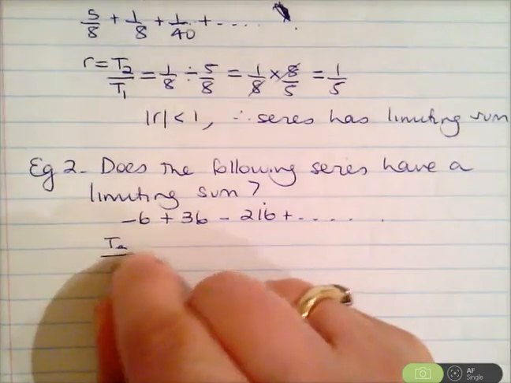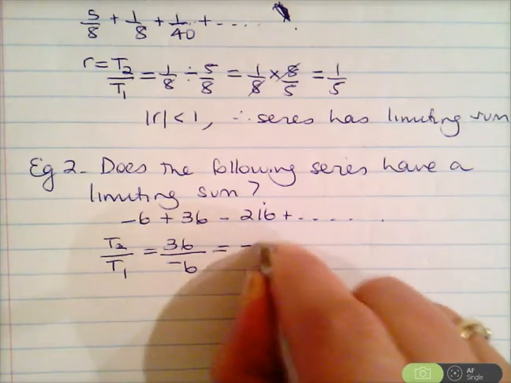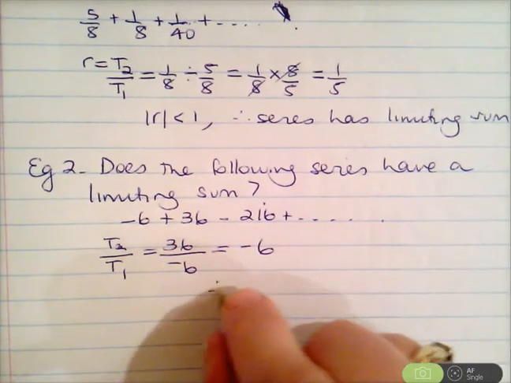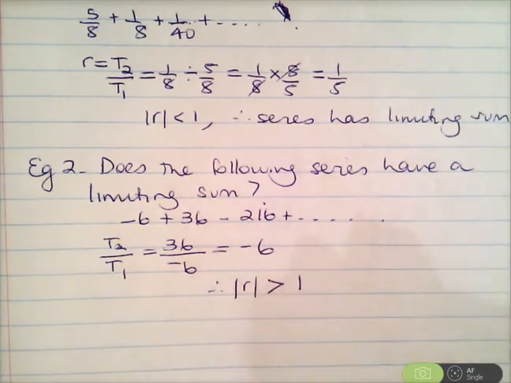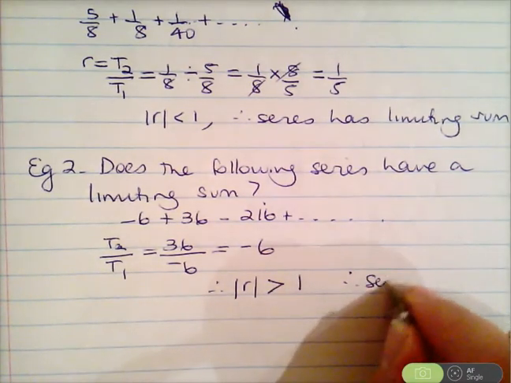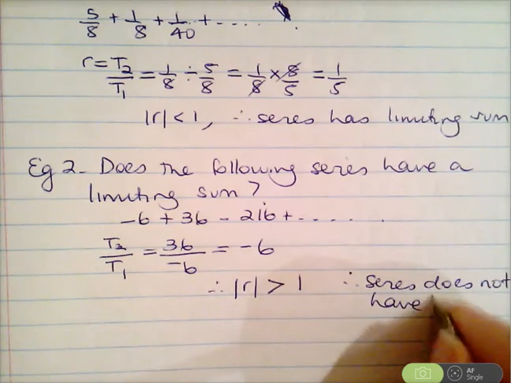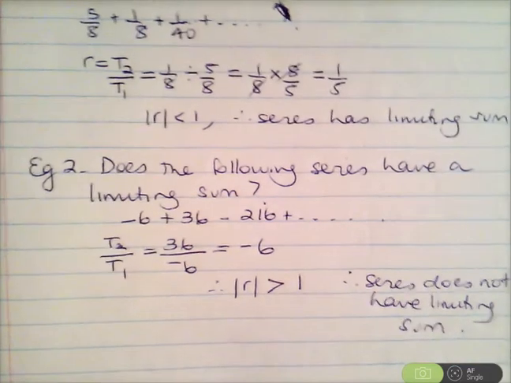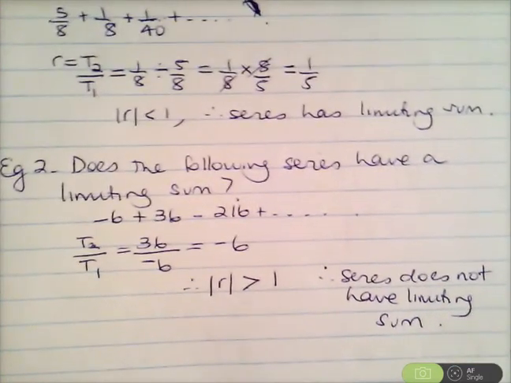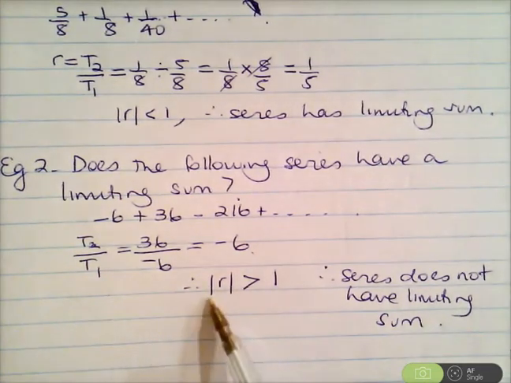So t2 over t1 is 36 over -6, which is -6. So therefore, the absolute value of r is greater than 1, so the series does not have a limiting sum. Remember, it has to be that the absolute value of r is less than 1. Even though here r is less than 1, the absolute value of r is not less than 1. It's actually greater than 1.